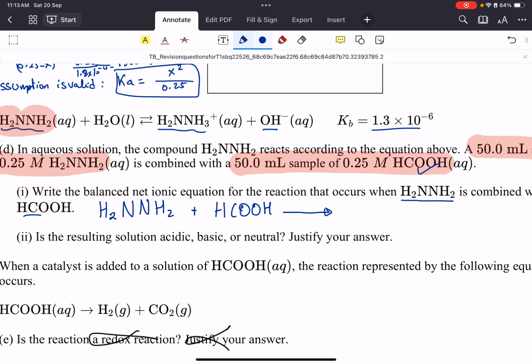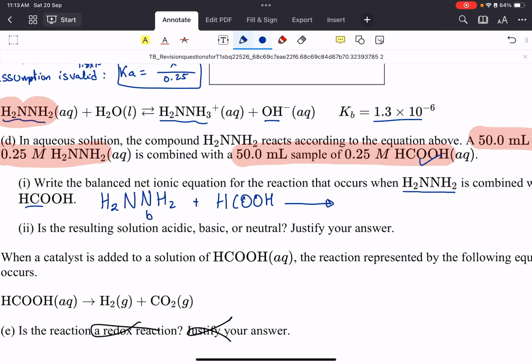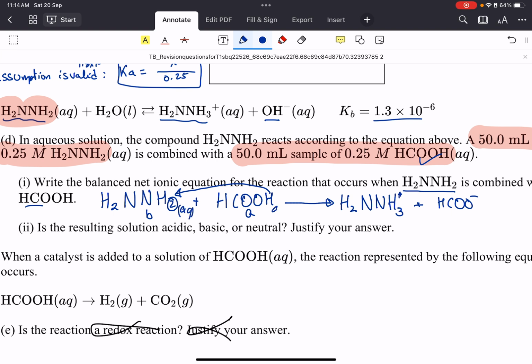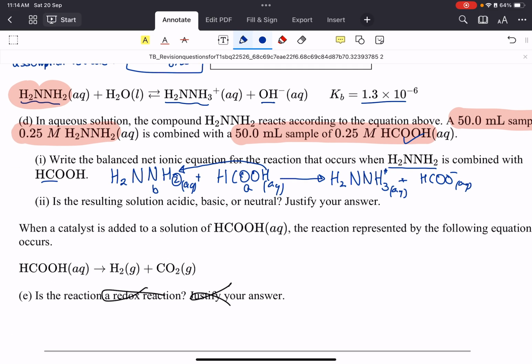So since this is the base, it's going to accept the H from this one, that's the acid. So H2NNH2, now instead of 2 hydrogens, it's going to become 3 with a positive charge. And HCOO minus, that's the conjugate base. Don't forget to put the physical states.